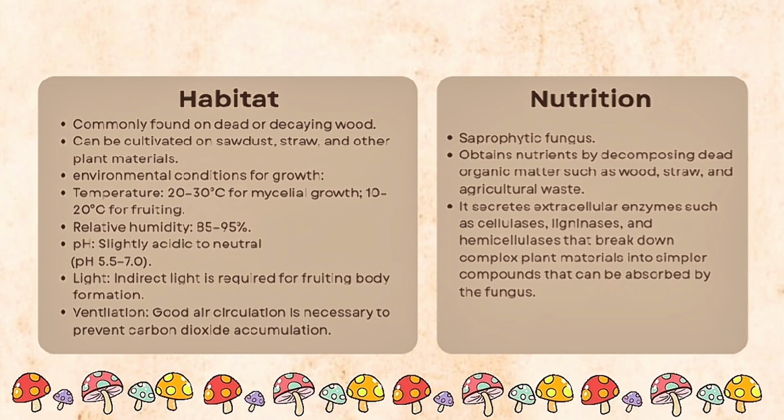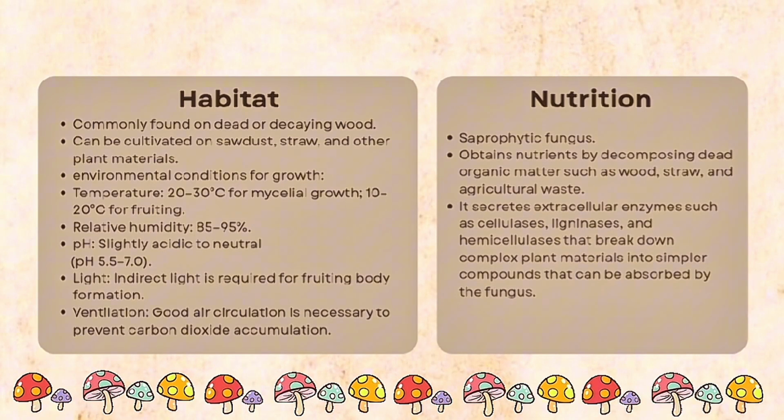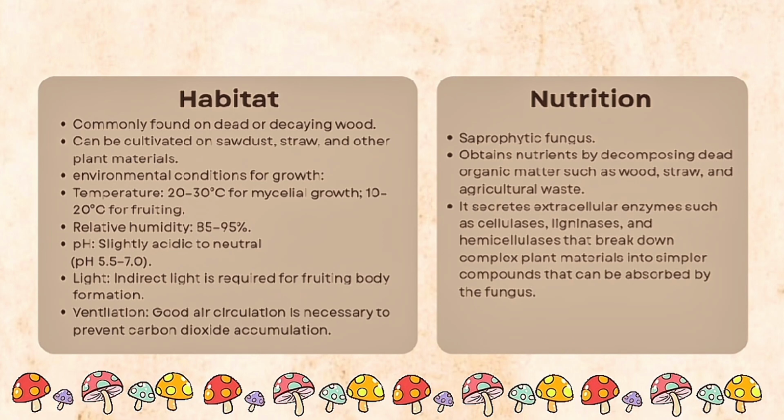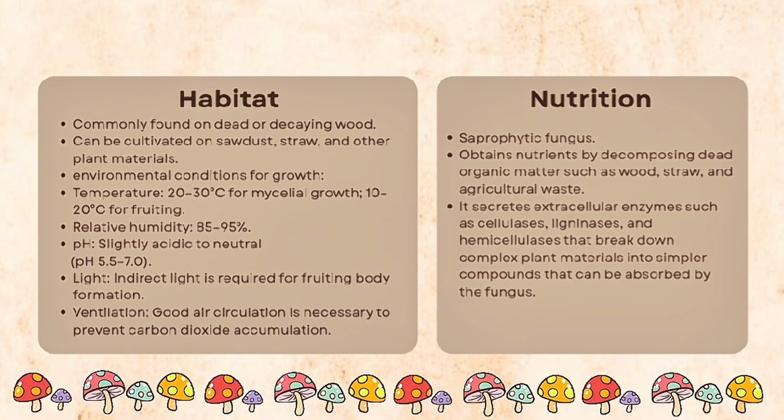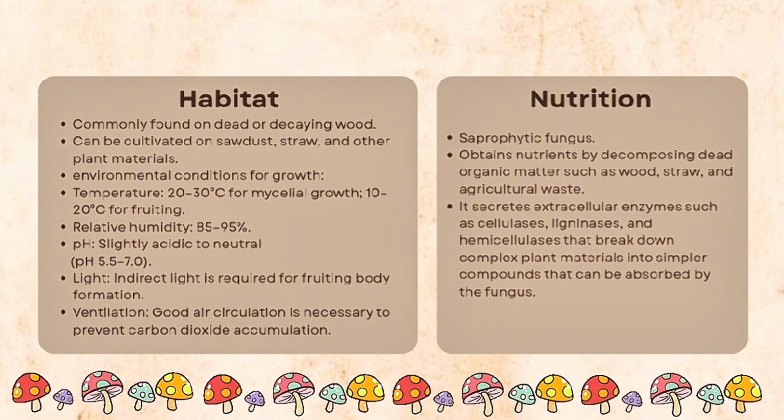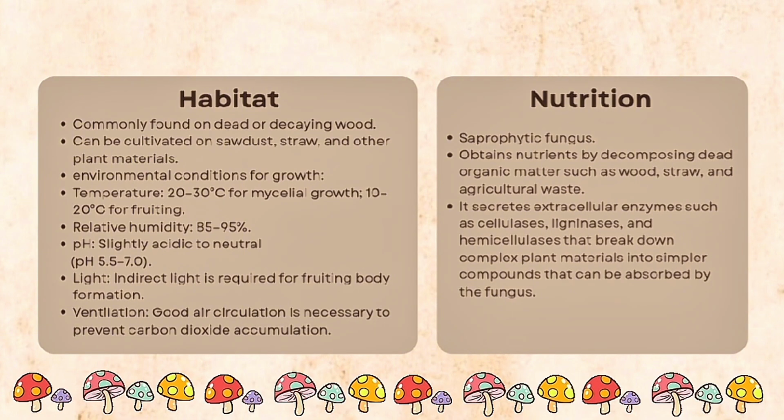Its habitat is commonly dead or decaying wood. It can be cultivated on sawdust, straw, and other plant material. Environmental conditions for growth are a temperature of 20 to 30 degrees for mycelial growth, 10 to 20 for fruiting, and relative humidity of 85 to 95%. The pH is slightly acidic to neutral, which is 5.5 to 7. Indirect light is required for fruiting body formation.